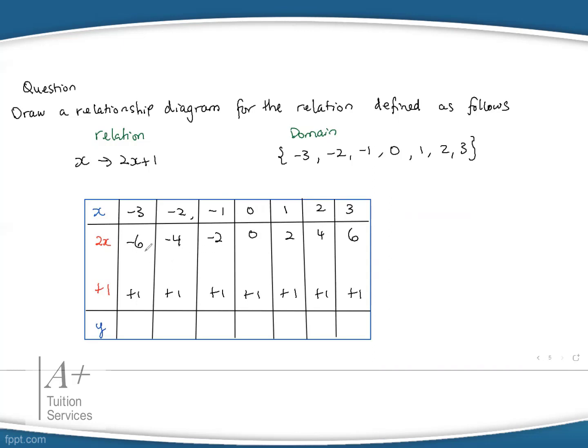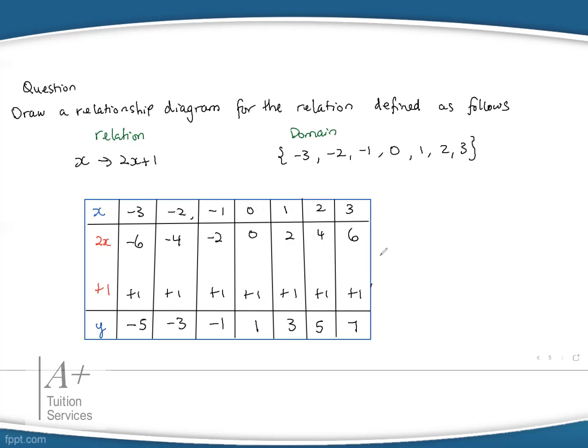And then we have -6 plus 1 is going to give me -5. -4 plus 1 is going to give me -3. -2 plus 1 is going to give me -1. 0 plus 1 is 1. 2 plus 1 is 3. 4 plus 1 is 5. 6 plus 1 is 7.